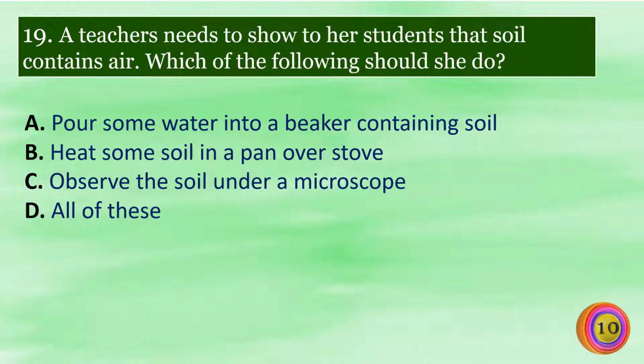A teacher needs to show to her students that soil contains air. Which of the following should she do? Option A. Pour some water into a beaker containing soil. Option B. Heat some soil in a pan over stove. Option C. Observe the soil under a microscope. Option D. All of these.